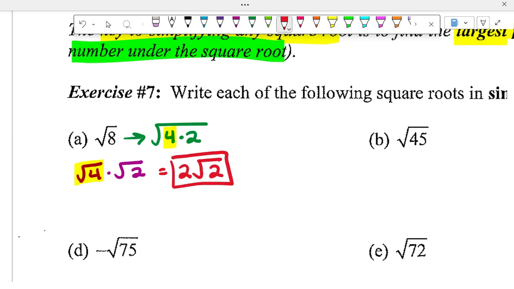And again, guys, if you have doubt that you didn't get it right, just take a minute, plug in the square root of 8, and then plug in 2 square root 2 in your calculator, and see if you get the same decimal. Easy check.